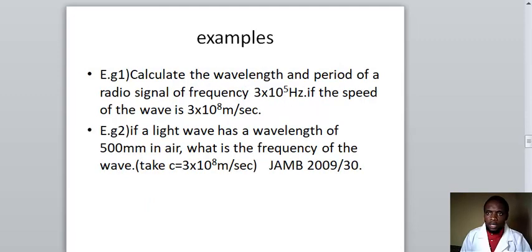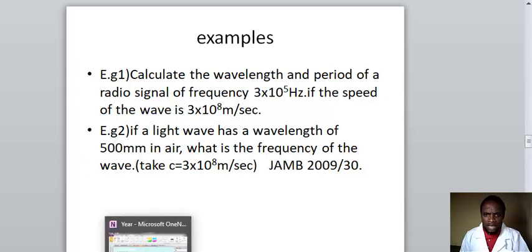So let's look at some little calculations. Let's look at these few calculations. We'll be looking at them one by one. The first question: calculate the wavelength and period of a radio signal of frequency 3 times 10 raised to power 5 Hz, if the speed of the wave is 3 times 10 raised to power 8 meters per second. Here we are given the frequency as 3 times 10 raised to power 5 and the wave speed as 3 times 10 raised to power 8.